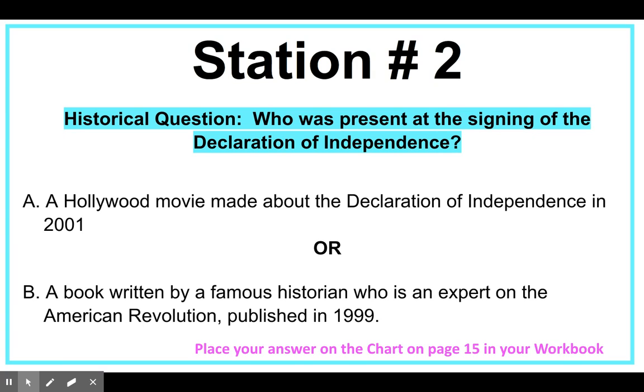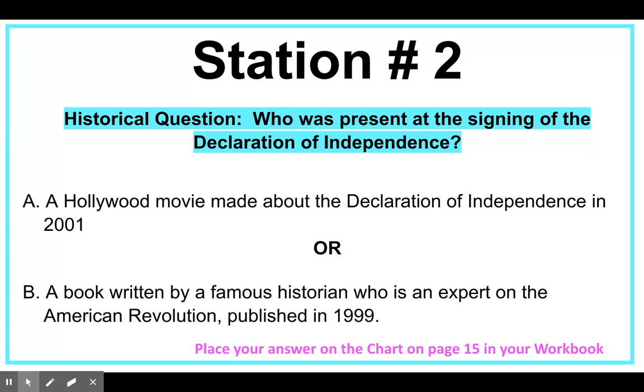All right, we want to know who was there at the signing of the Declaration. Would we use a Hollywood movie, or would we use the book written by a famous historian? What do you think? Did you say the book? I said the book. Oh my God, we think alike. You guys are so smart. That's why I love you. All right. Yeah, I picked the book by the famous historian. Why do I trust this source more?